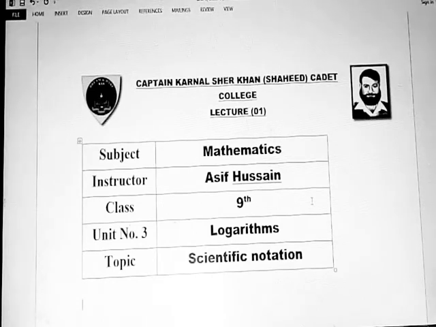Today we started a new unit, that is unit number 3, Logarithm, from class 9 mathematics book. Among different branches of mathematics, logarithm is one of the most important branches, which is widely used in other branches of science like chemistry, physics and economics, etc.